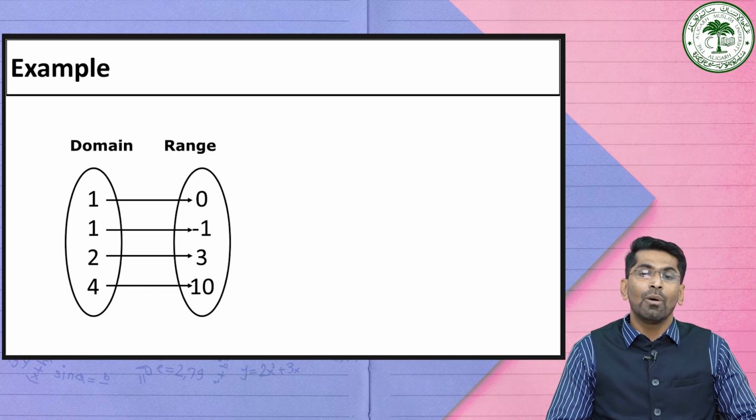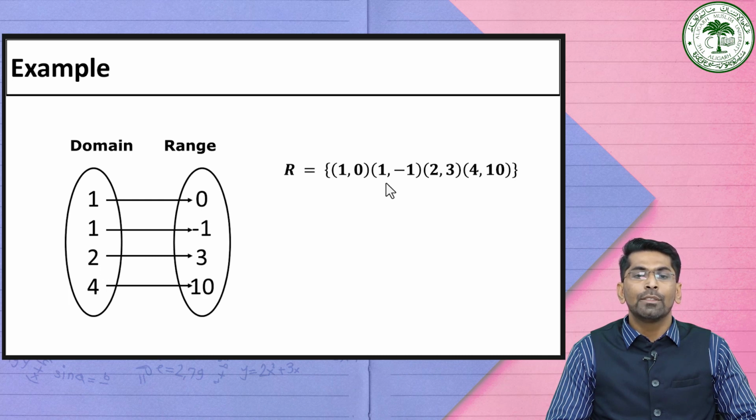See, is it a function or not? Taking the pairs from this diagram, we get the relation. What are the various pairs? (1, 0), (1, -1), (2, 3), (4, 10). So these are the pairs here. See here, we can see two pairs, (1, 0) and (1, -1), have the same first element. The first element is 1 and 1 here.